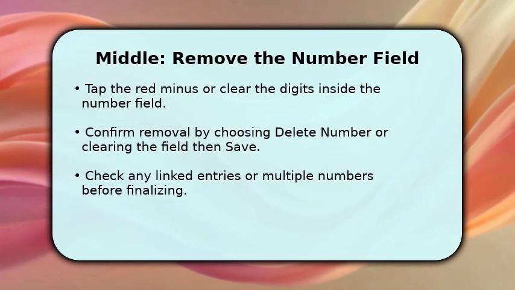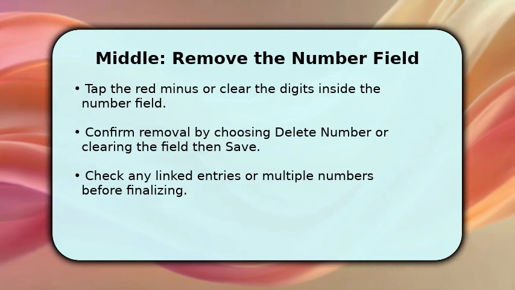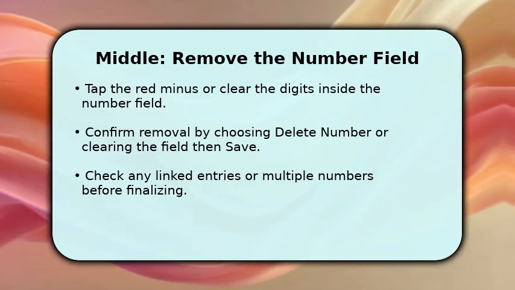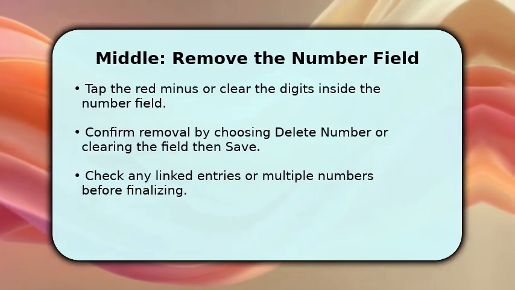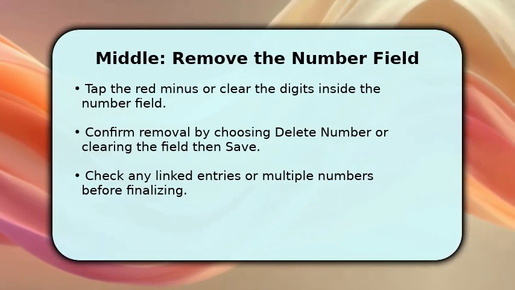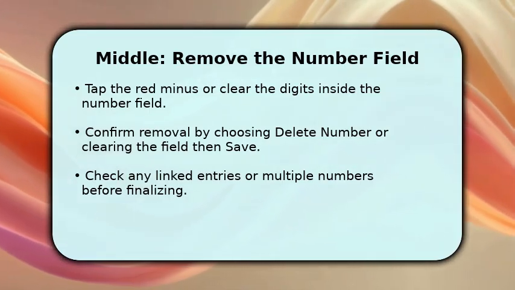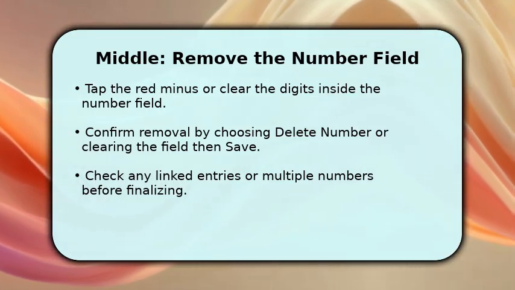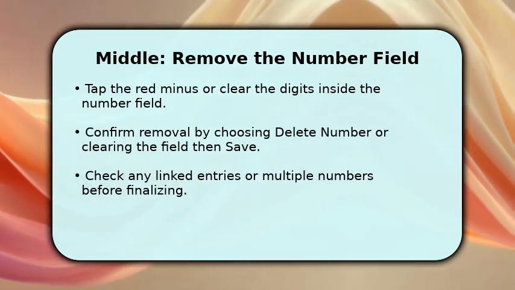You now remove the number itself. Tap the red minus icon next to that phone field or simply tap into the number, select all and delete the digits. Make sure you do not accidentally remove the wrong line. Double-check labels like mobile, home, work. Once the field is empty, tap Done or Save. This ensures the contact keeps other info while the specific number is removed.